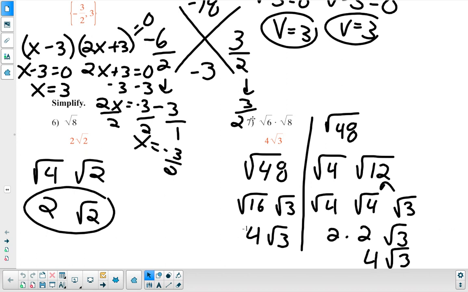Okay, for number 7, I think the easiest way to do this problem, although there are a couple of different ways to do it, is to go ahead and multiply these two numbers. So 6 times 8 is going to give me the square root of 48.